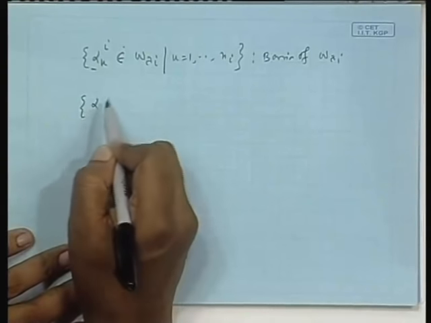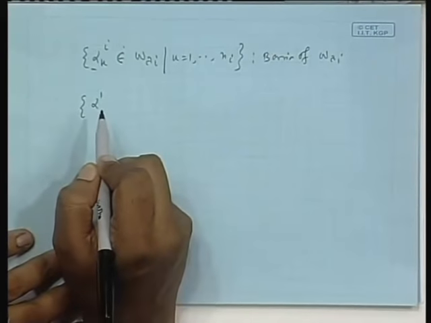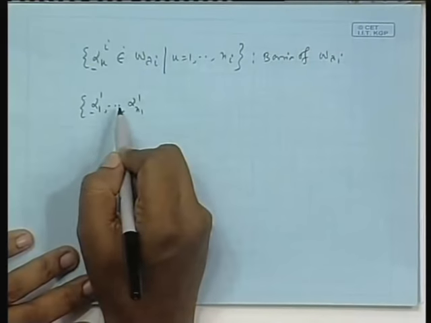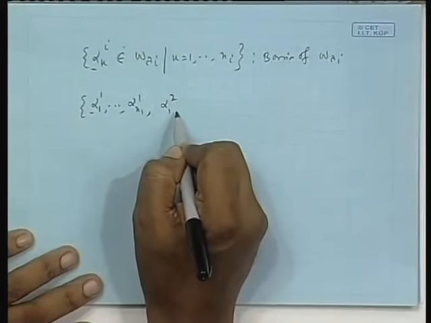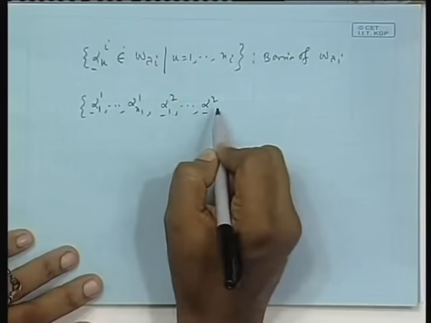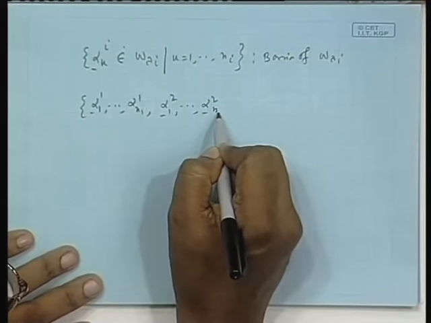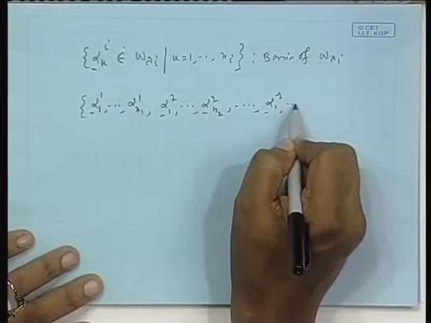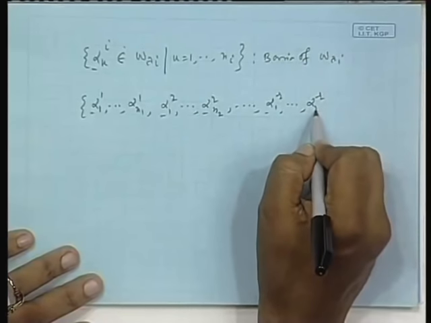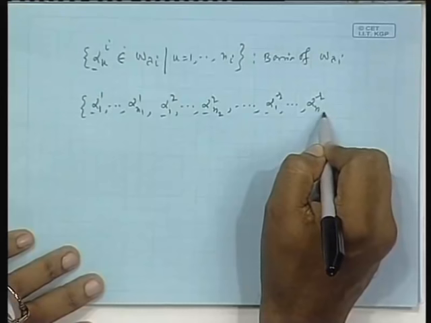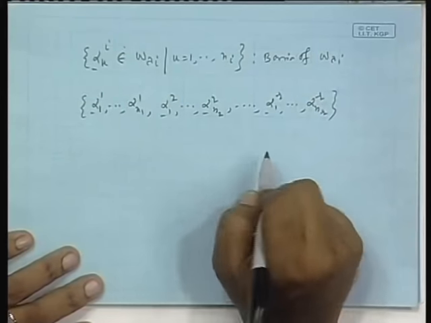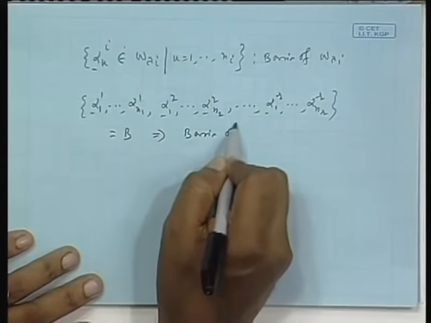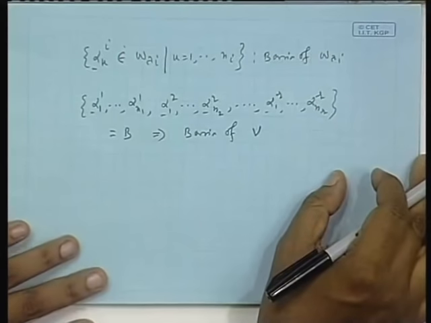start with lambda 1, alpha 1 1 up to alpha 1 n 1. So, this is the basis of W lambda 1, then alpha 2 1 up to alpha 2 n 2, and so on, then alpha r 1 up to alpha r n r. Then this, you can call it a set B, is a basis of V, right, this is a basis of V.